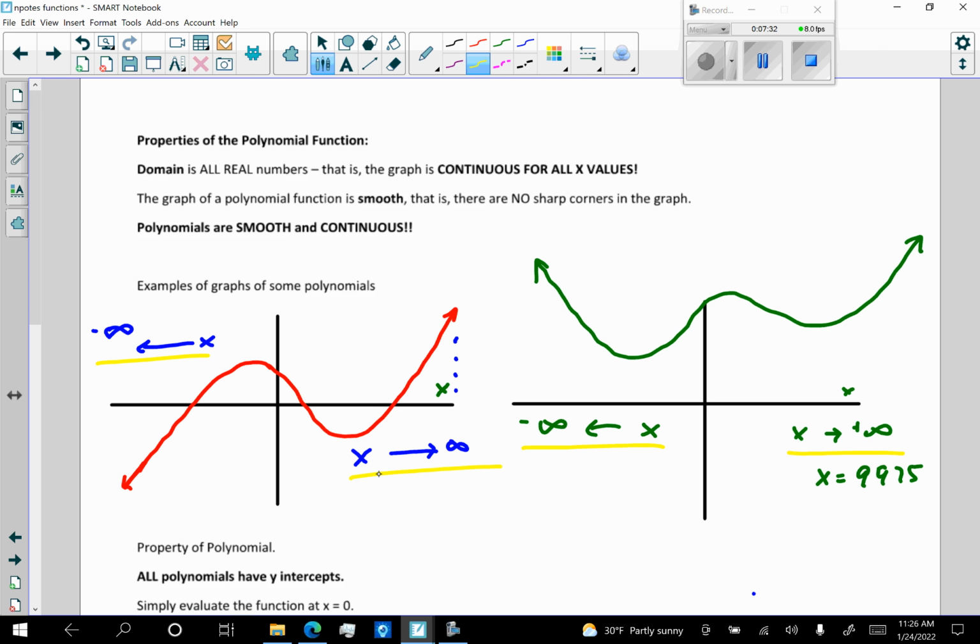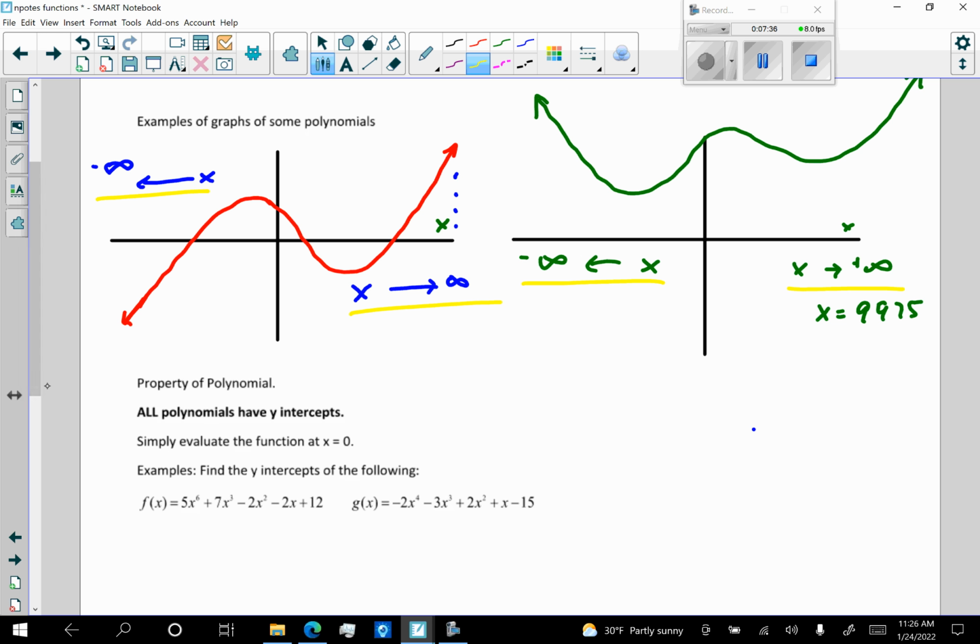Okie dokie. Another nice property: all polynomials have y-intercepts. This is huge. This is a very important property right here. All polynomials have y-intercepts. How do you find the y-intercepts? You simply evaluate the function at 0. We don't need the synthetic division for this. We can evaluate these pretty easy. So here's a couple examples.